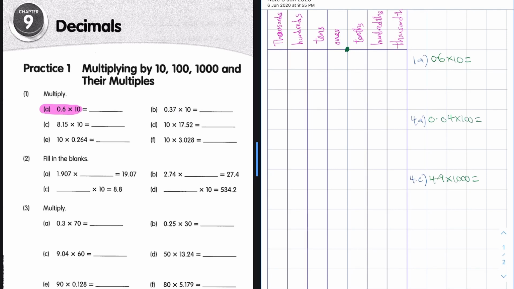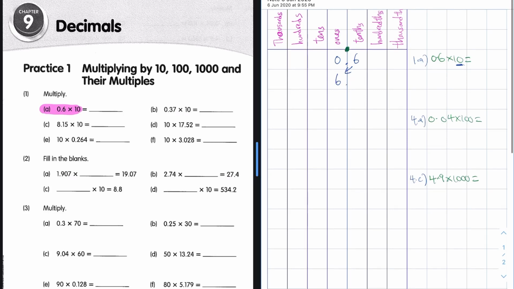Okay, so first, question 1a, 0.6 times 10. So I'm going to write 0.6 in this table here, and multiply by 10. There is 1 zero in 10. And when you multiply anything by a whole number, it's going to get bigger. So all the numbers are going to shift one square to the left because there's 1 zero. So 6 tenths becomes 6 ones. And we don't have to bother about the 0.